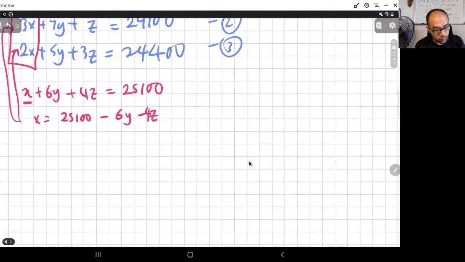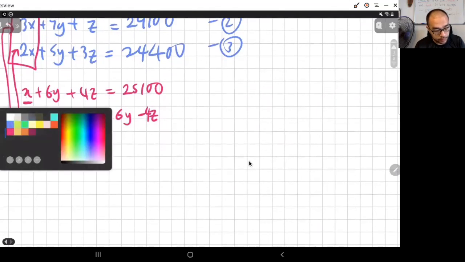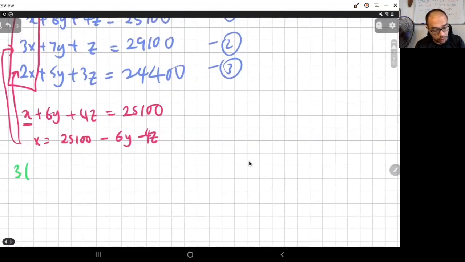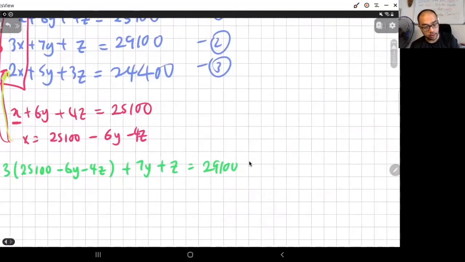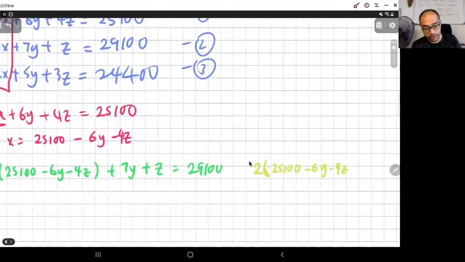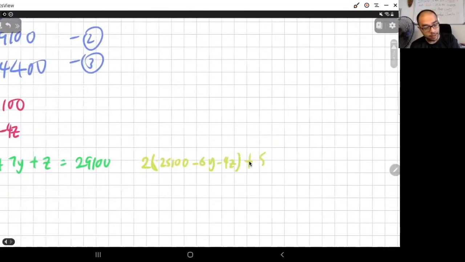When I substitute it into 2, what I will get is 3 times (25,100 minus 6Y minus 4Z) plus 7Y plus Z equals 29,100. And then the other one, if I substitute it into 3, I'm going to get 2 times (25,100 minus 6Y minus 4Z) plus 5Y plus 3Z equals 24,400.